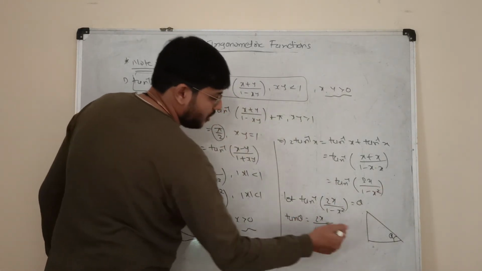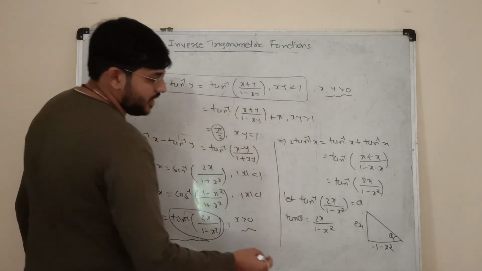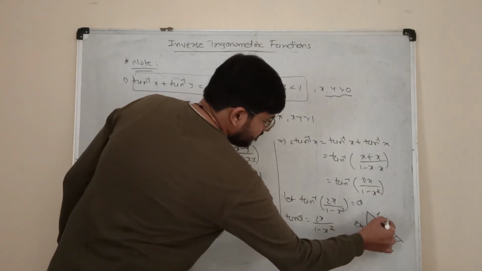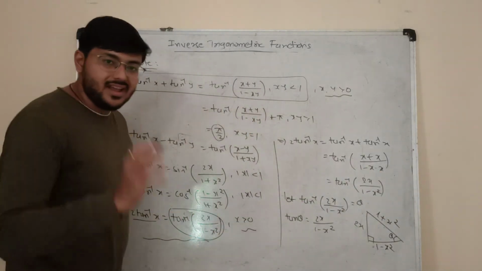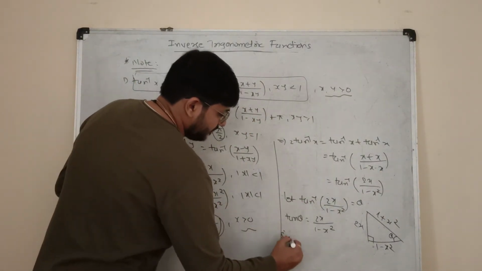So what is tan theta? It's opposite side by adjacent side. So what will be the hypotenuse? Your hypotenuse will be compulsorily 1 plus x square. And now if you just check, what can I represent as sin theta?